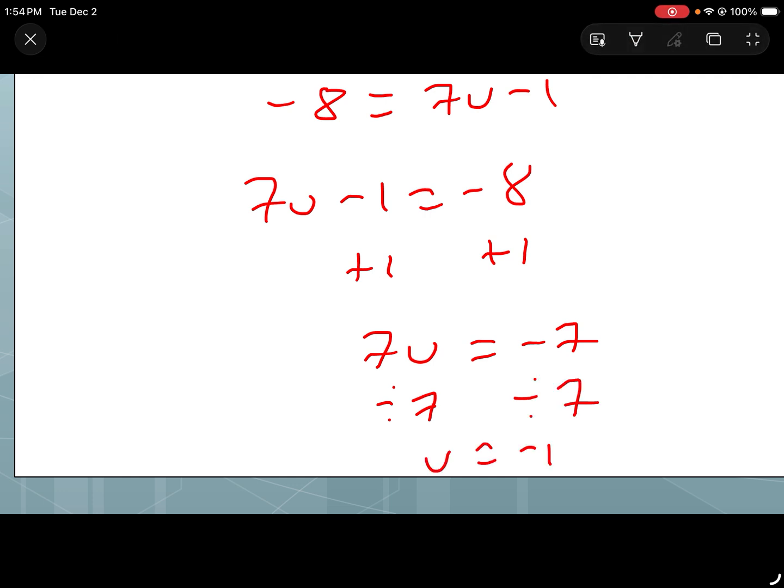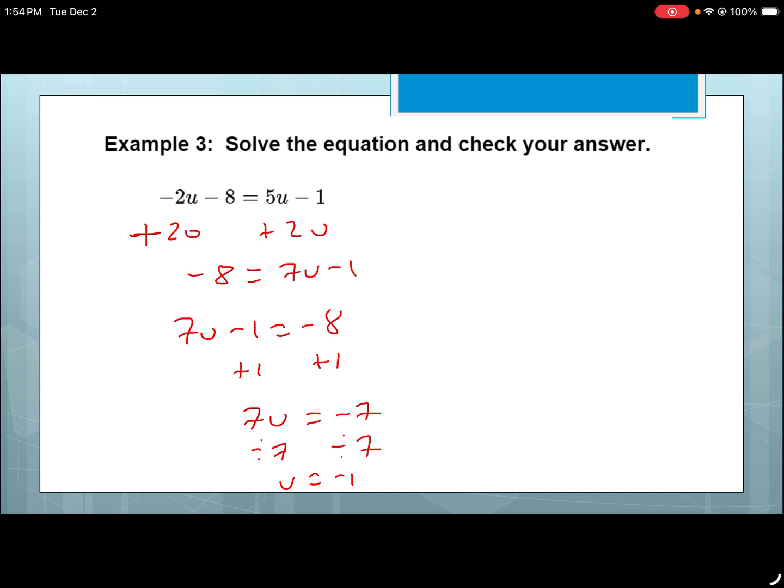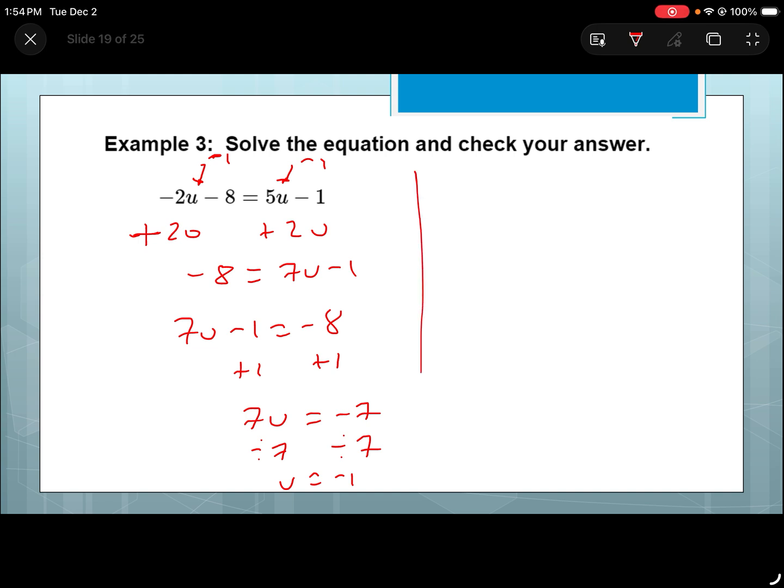Now the question says, check your answer. And you might be like, what are you talking about? How can I check my answer? Well, literally, we're going to put u as negative 1 into here, and into here, and I'm going to hope that the left-hand side is equal to the right. Because if it's not, I've done everything wrong, and that would be incredibly embarrassing on video.